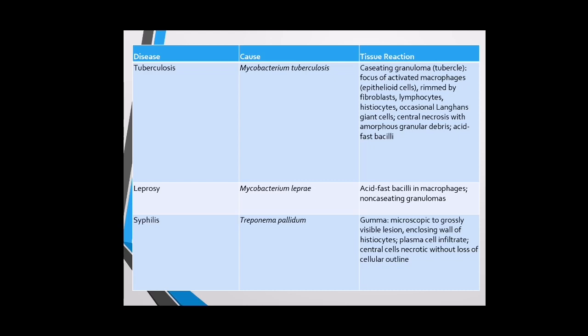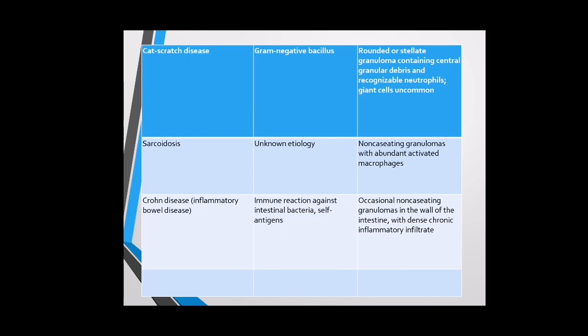Leprosy, causative agent is Mycobacterium leprae. It has acid-fast bacilli in macrophages, non-caseating granuloma. Here you will find non-caseating granulomas. In syphilis, causative agent is Treponema pallidum. You will find gumma, which is a microscopic to grossly visible lesion, with an enclosing wall of histiocytes and plasma cell infiltrates, central cell necrotic without loss of cellular outline. Now, cat-scratch disease. This is caused by gram-negative bacilli. It is a rounded or stellate granuloma containing central granular debris and recognizable neutrophils, giant cells uncommon.